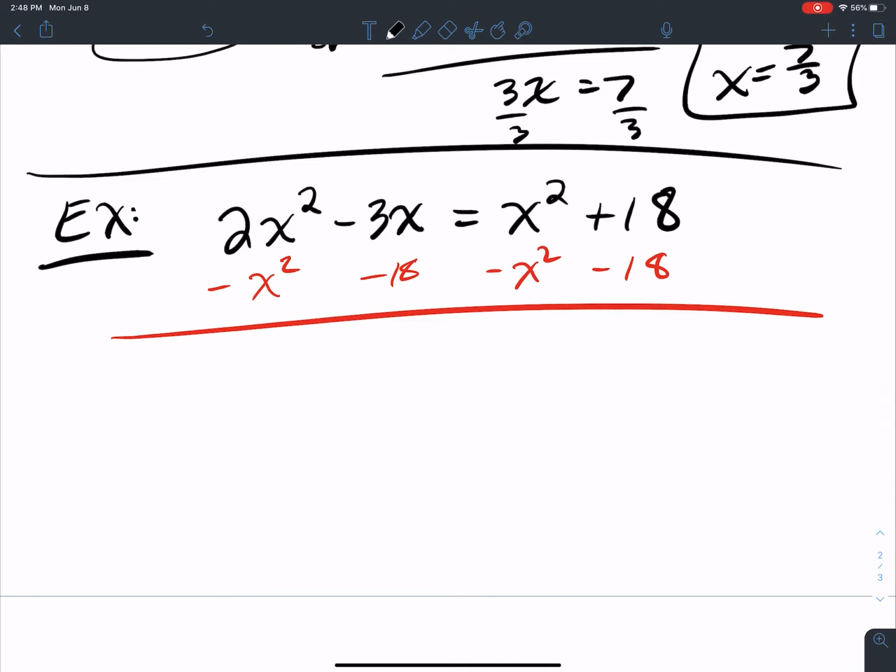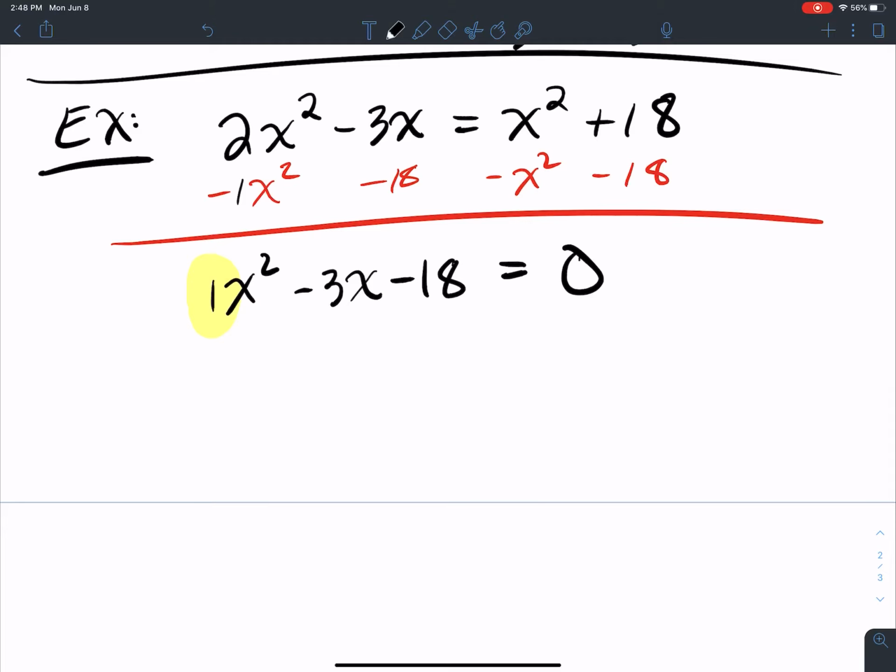Well, I'm trying to avoid having a negative coefficient. So 2 minus 1 gets me 1 positive x squared. And then I have a minus 3x and a minus 18 equals 0. Okay, so I'm trying to make sure that the coefficient in front is positive. Now I'll have 3 terms, because it helps me later on with my factoring.